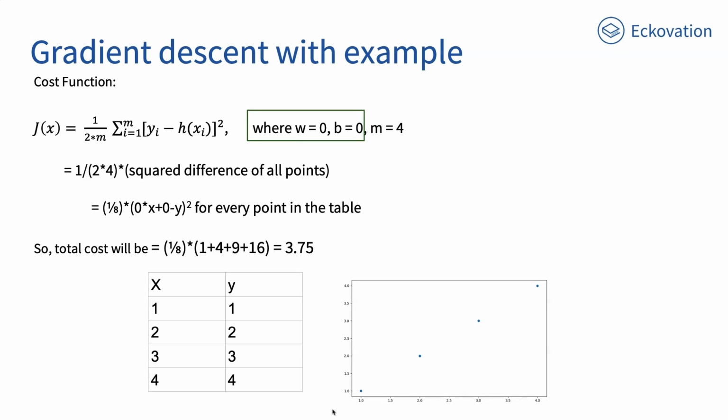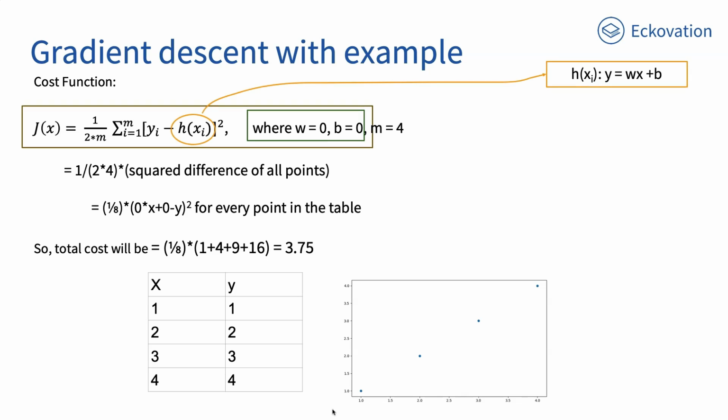Now, J was our cost function and h of x function is the representation of y equal to wx plus b. Hence, with the value of w and b, our hypothesis would be y equal to 0, that is, predictions will always be 0, irrespective of x. Of course, this is nowhere close to the actual correct hypothesis.